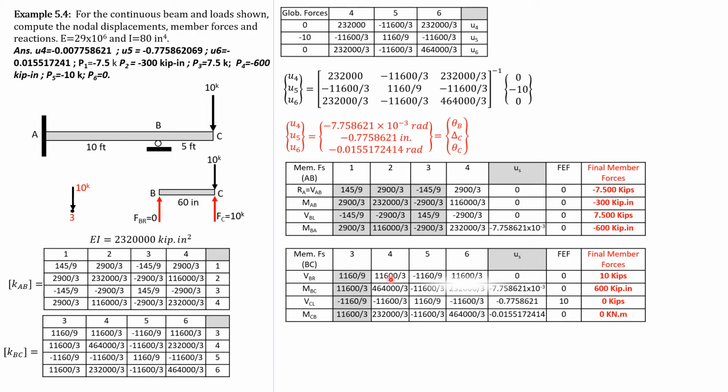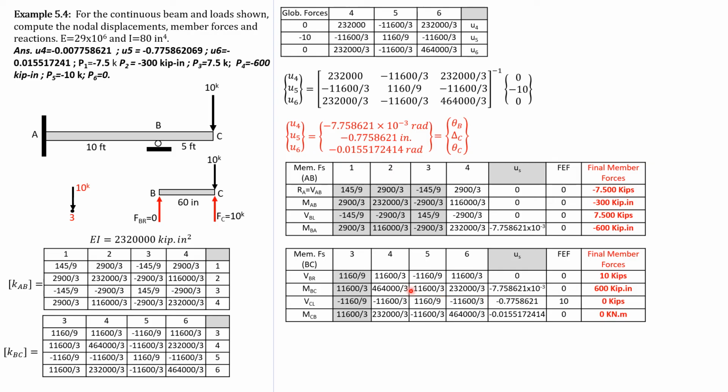Then for member BC, this is the stiffness of BC. Then we have U4, U5, U6, only U3 is 0. So that's why only column 3 is shaded. So fixed forces 0, 0, except for this case here. This is equal to positive 10, because we have FC 10. So 11,600 over 3 times negative 7.758621 times 10 to the negative 3 plus negative 1,160 over 9 times negative 0.7758621 plus 11,600 over 3 times negative 0.01551724 plus 6 and 4 is 0, then you'll get 10 kips.